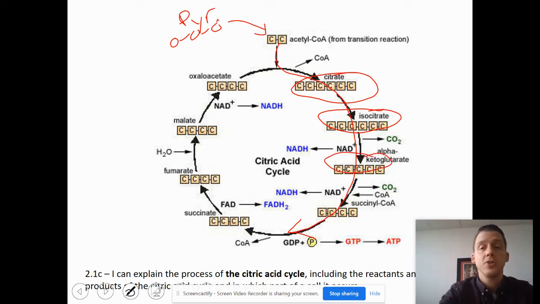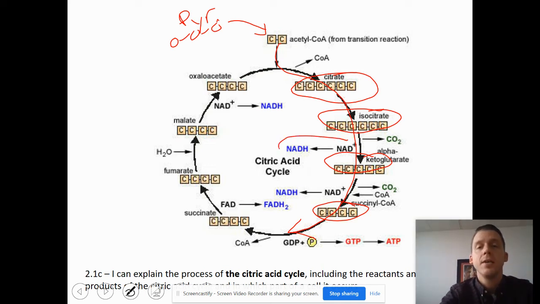And it's going to change like 10 more times. The pyruvate is going to keep changing forms. It's a chain of chemical reactions. Now, why does that matter? Why are we changing pyruvate? Because the cell can take these chemical reactions and use them to make other things as well.